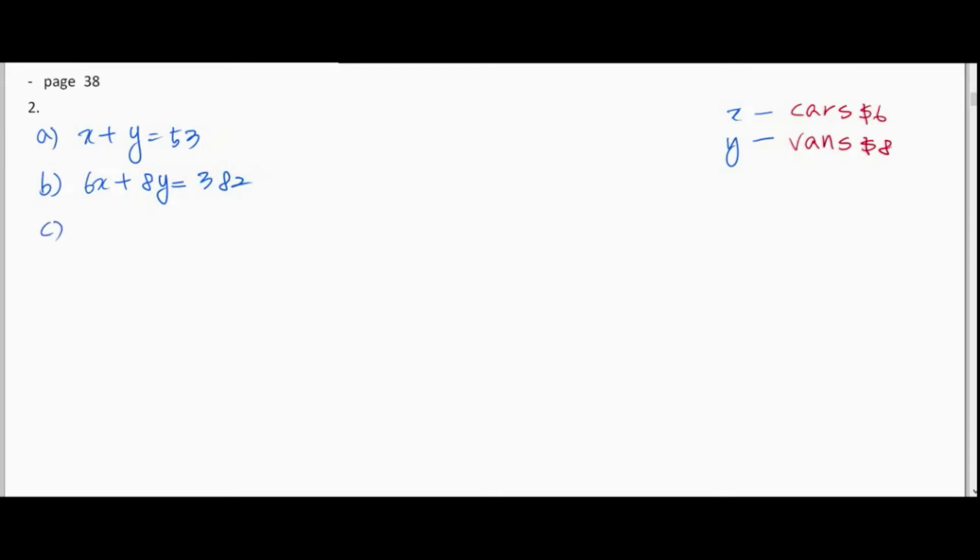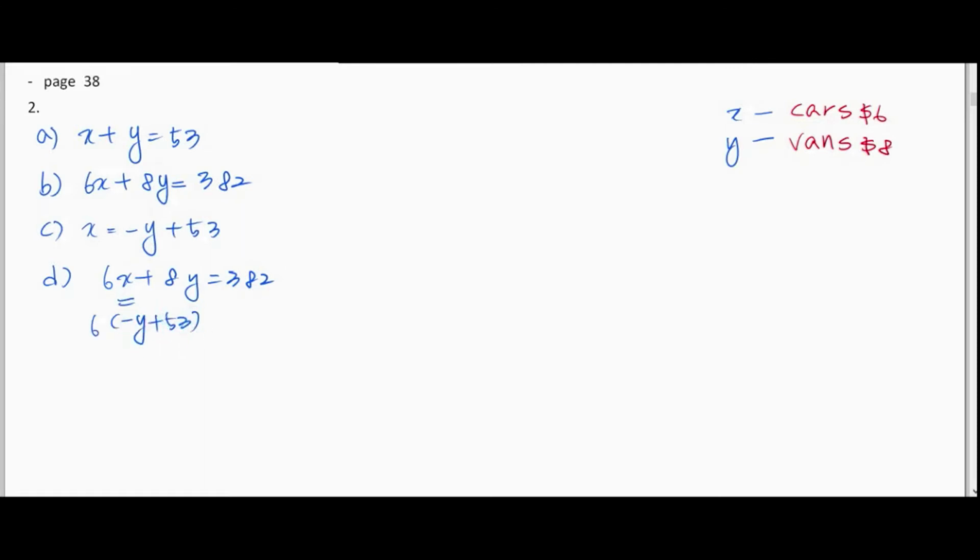And for C, we should solve for one of the variables in the equation from part A. So I'll solve for x, so x equals minus y plus 53. And this is D. I should substitute the expression in C into B. So 6x plus 8y equals 382, but I should substitute this x with minus y plus 53.